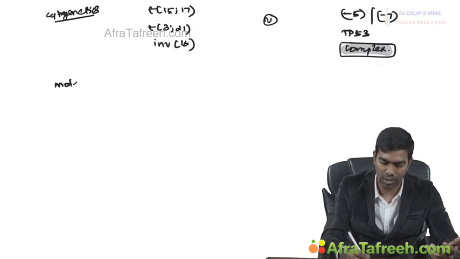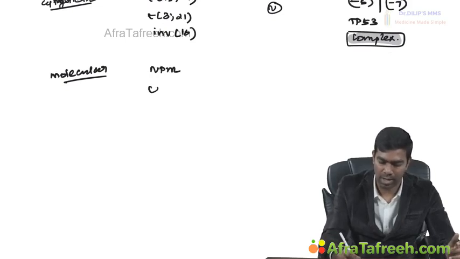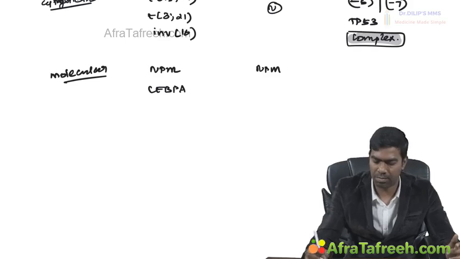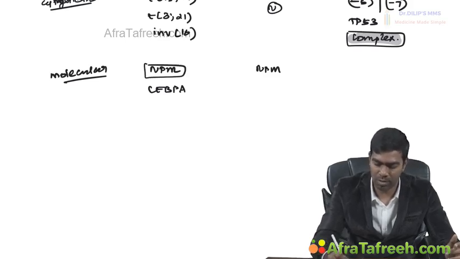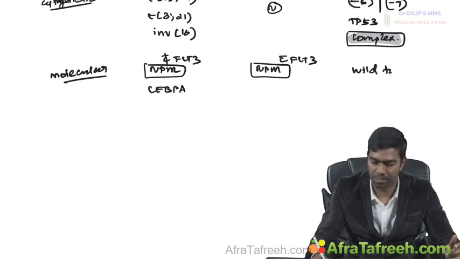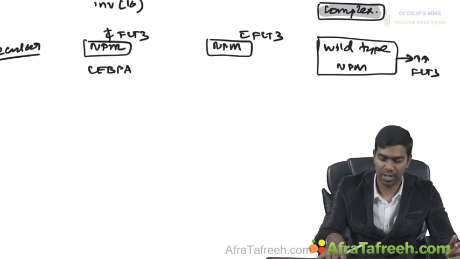And molecular genetics wise, you can see the NPM1 mutation and CEBPA. If it's NPM1 mutation, remember, it's without FLT3 mutation. But wild type NPM with a very high level of FLT3 mutation is going to have a very poor prognosis. Remember, in this they usually have a high level of FLT3 mutation; we call them wild type NPM associated with FLT3 mutation.